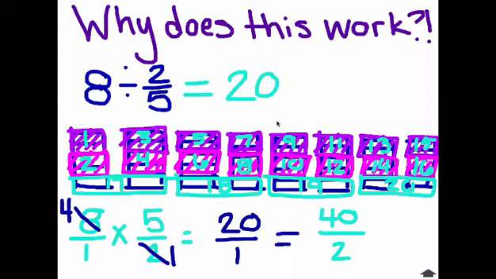And you can see 20 over 1 and 40 over 2 are equivalent fractions because both the 20 and the 1 can be multiplied by 2 to get 40 over 2, or 40 halves. So once again, that makes our answer 20.